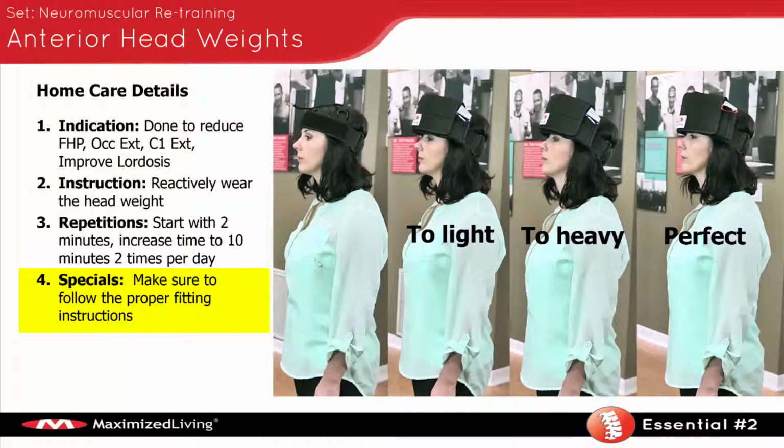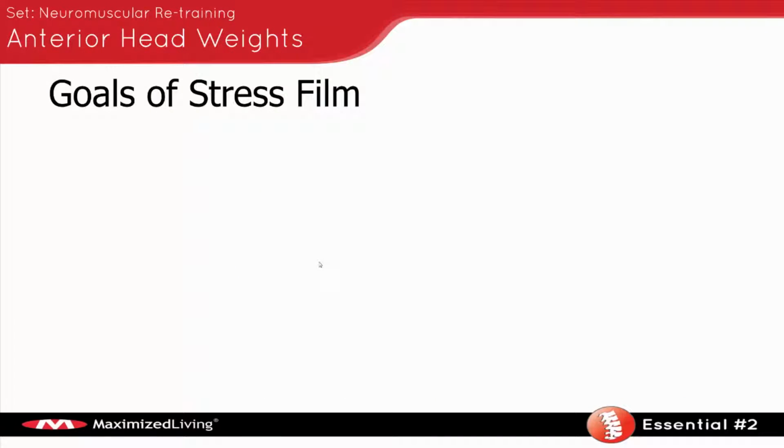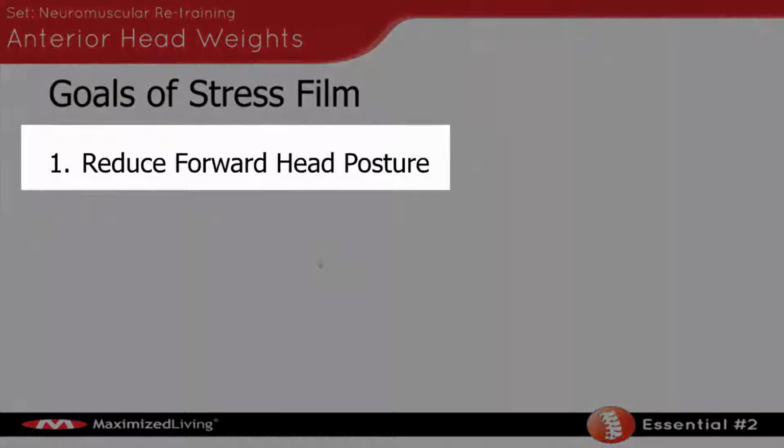Remember, the special thing here is that you got to make sure you follow the proper fitting, and they got to make sure they wear the head weights appropriately. So a goal of a stress film, once you have the head weight fitted, you want to take a stress film. A stress film means that you take a lateral cervical with them wearing their weight. And the number one thing you want to see reduce is forward head posture.